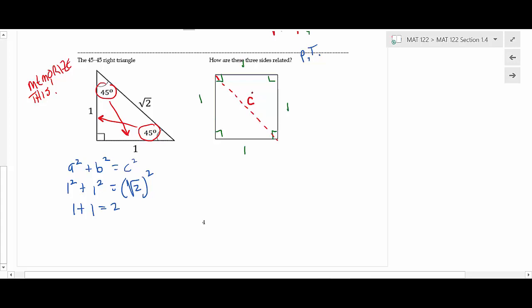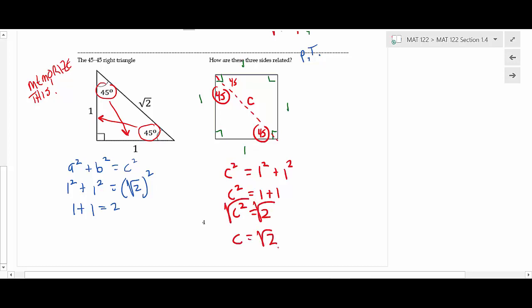Well, it turns out, and this is a well-known geometric theorem, that in a square the diagonal bisects these angles. So that's going to be 45 degrees there, and 45 degrees there. So you have that 1, 1, square root of 2 triangle. So all we've got to do is c squared equals 1 squared plus 1 squared. So we get c squared equals 1 plus 1, c squared equals 2. Then if you take the square root of both sides, you get root 2. So it goes like that.